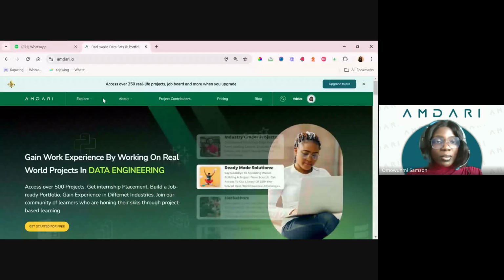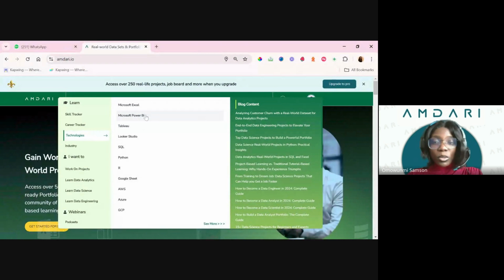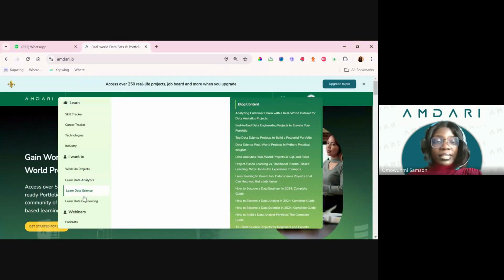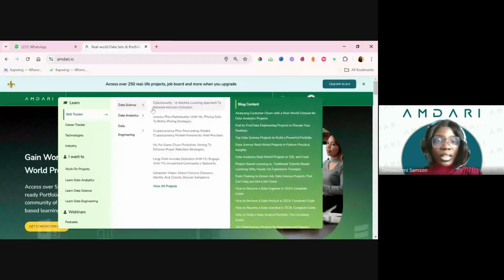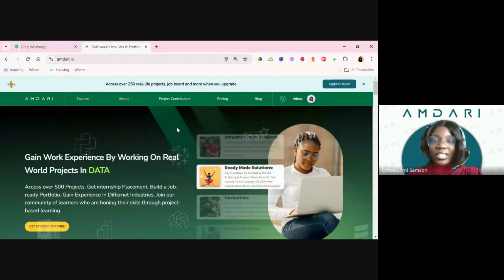So you can see right here that we have projects under different technologies like Microsoft Excel, Microsoft Power BI, Tableau, Looker, SQL, Python, R, Google Sheets, AWS, Azure, and a whole lot more. And then we have projects under data engineering, data analytics, and data science. Then you can also see that under each of these fields, there are quite a number of projects. So this person has created an account.